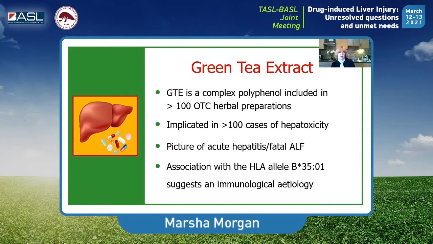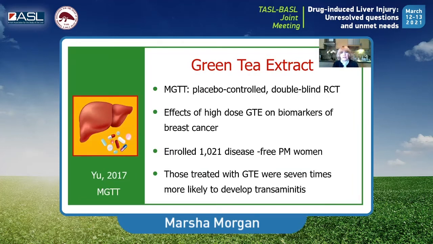The picture is one of acute hepatitis going on in some instances to fatal acute liver failure. Recently, of interest, the hepatotoxicity has been associated with a specific HLA allele, suggesting that there is, at least in part, an immunological etiology. But we also have a randomized controlled trial that actually proves, to at least injury degree, that green tea can be associated with damage. This is the Minnesota Green Tea Trial.